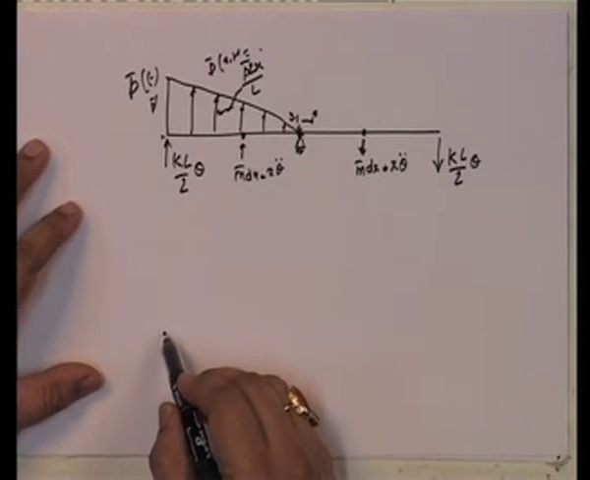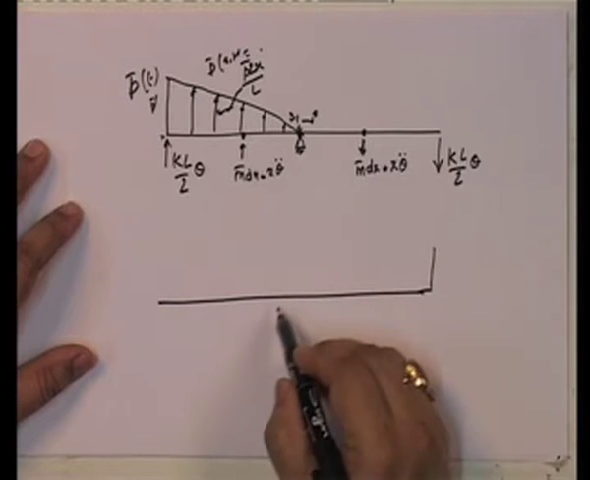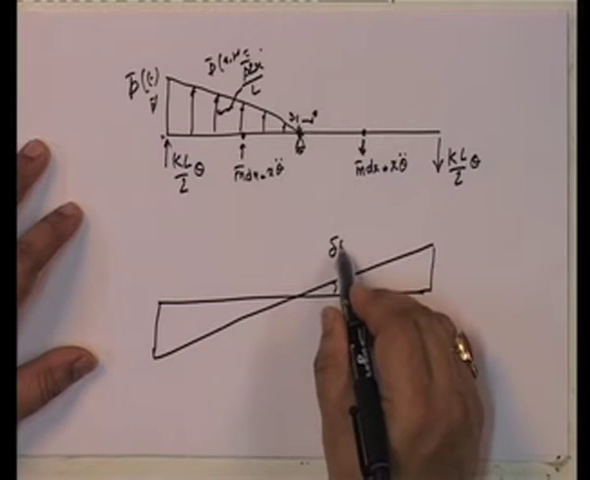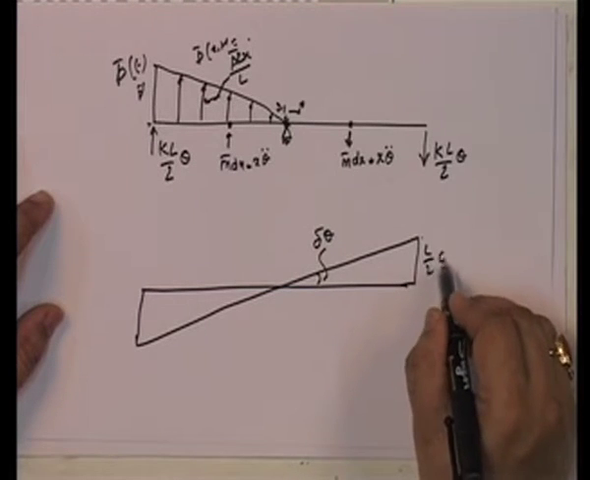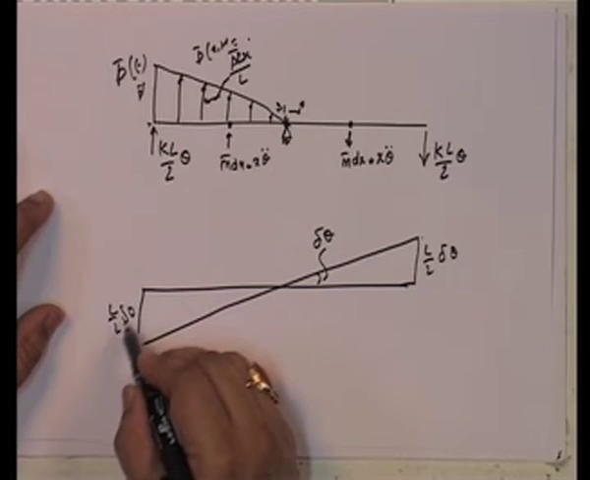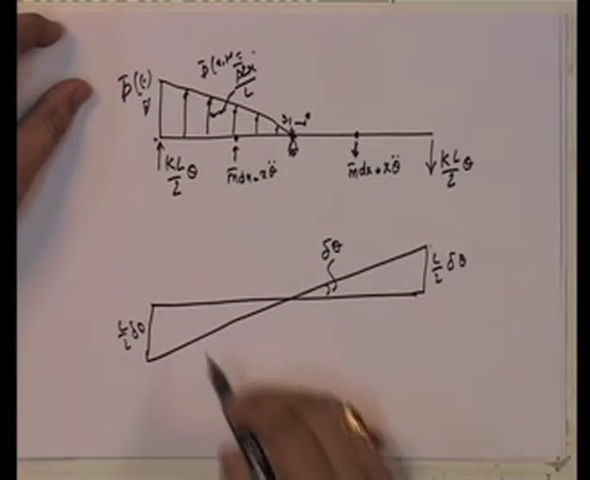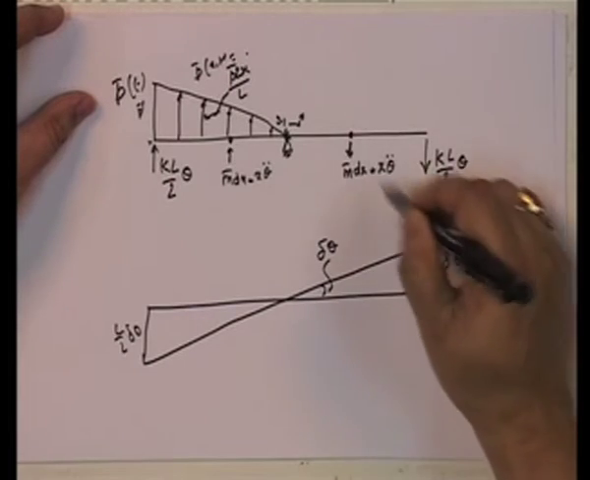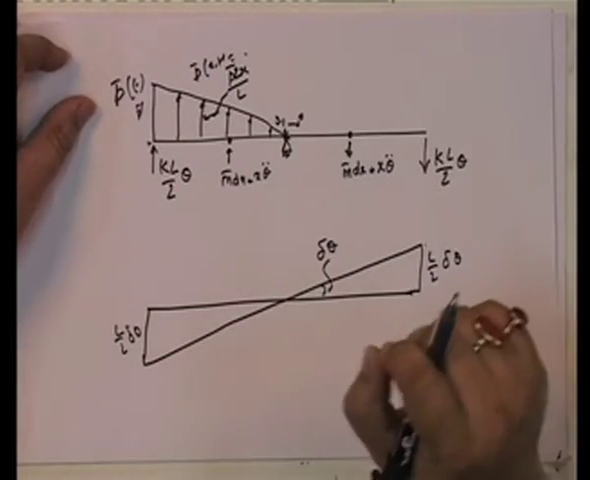So, I have got all the forces. Now I need to just put down the virtual displacement, which is delta theta. I know that this is L by 2 delta theta, this is L by 2 delta theta. So, this is the work done by all the forces. Note that these forces will do negative work, these forces will also do negative work. So, every term is negative.